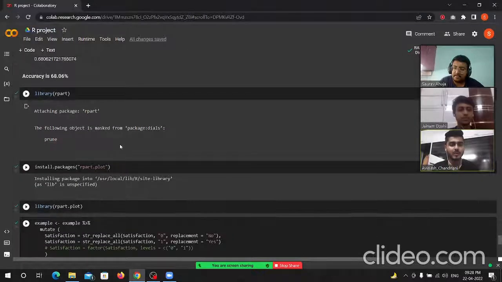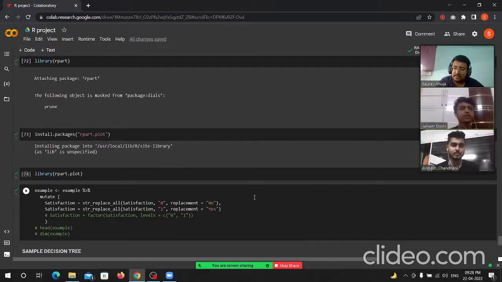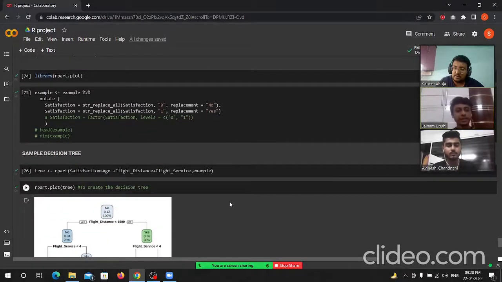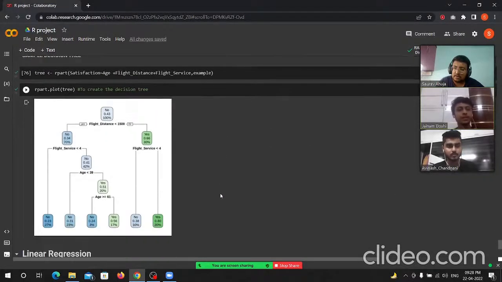Further part is going to be explained by Jainam. Yeah, so we have used the rpart library and we have created the decision tree. In this decision tree, we have considered the passengers who are not satisfied. Whenever the flight distance is greater than 1500, the probability that the passengers are not going to be satisfied is going to be 30%. And when they are rating the flight service greater than 4, the probability of them not being satisfied is 20%. So this is how the entire decision tree is being formed.